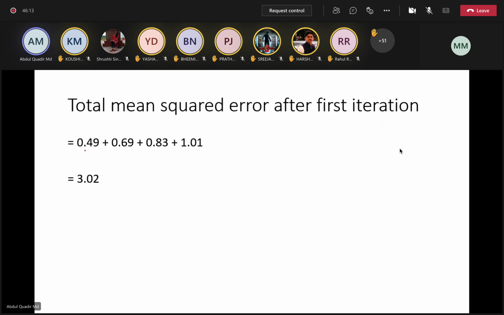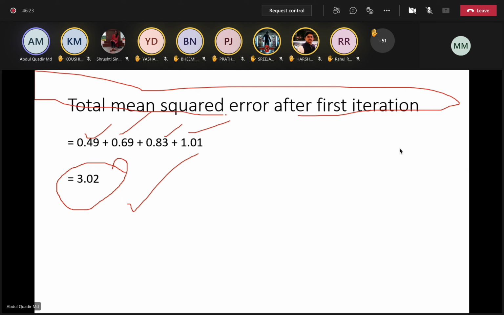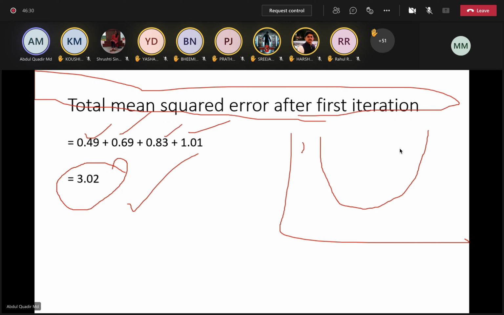So what do I get? 3.02. Total mean squared error after the first iteration. Look here, students. So I am getting the error as LMS squared, right? Because gradient descent works on the LMS squared, Adaline. So 3.02 is for the first iteration.